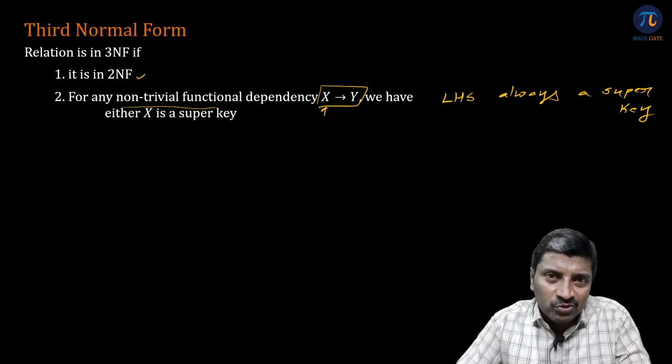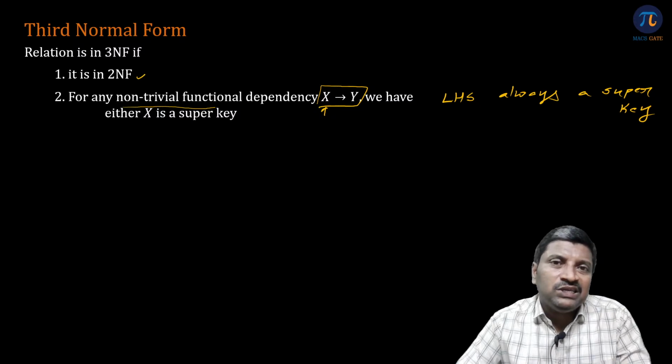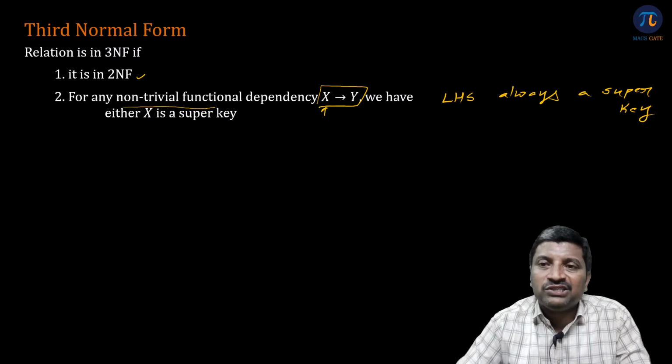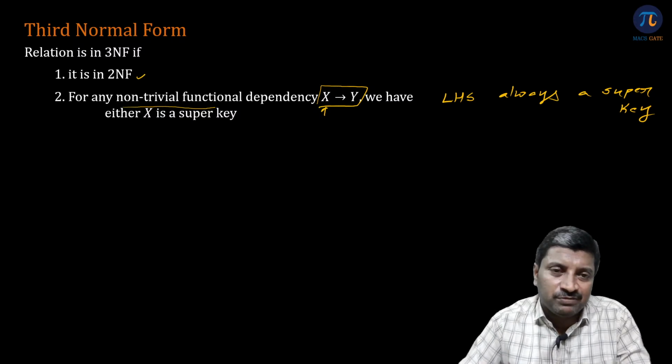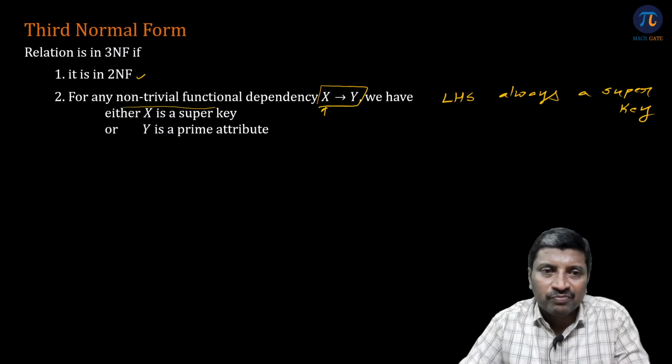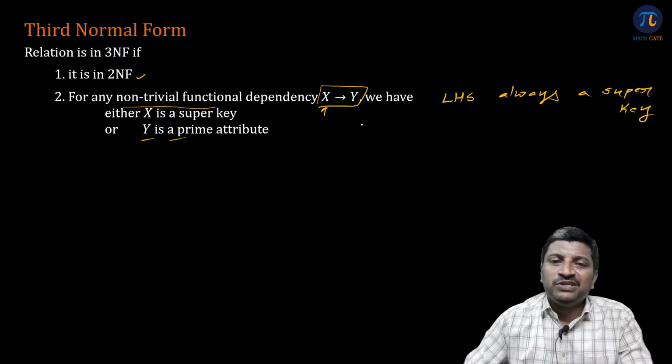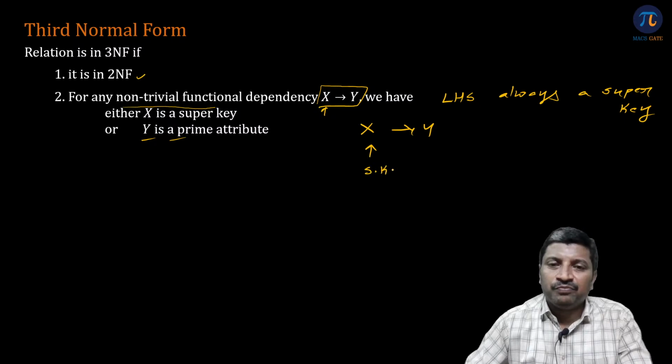But when coming to third normal form, he is a liberal. That means he will give some considerations. Even if the LHS is not a super key, he will skip some of the persons. What are those persons? Or the right side is a prime attribute. That means suppose I am having X goes to Y. If this is a super key, there is no issue at all, sir. There is no issue at all.